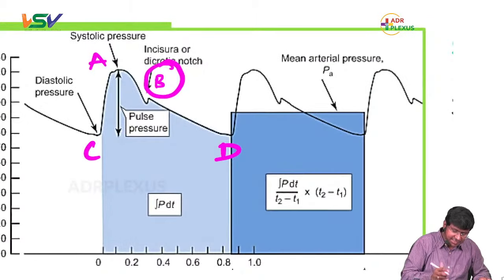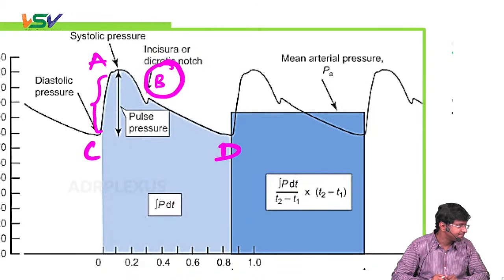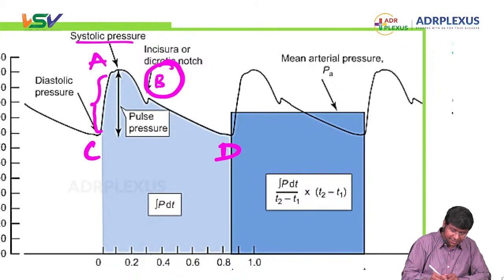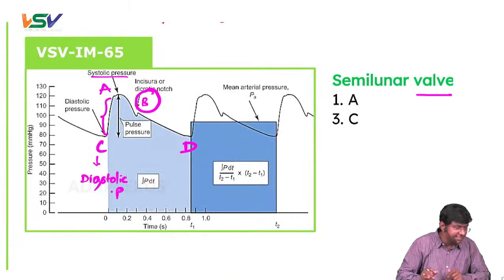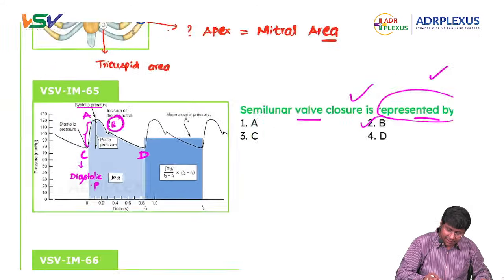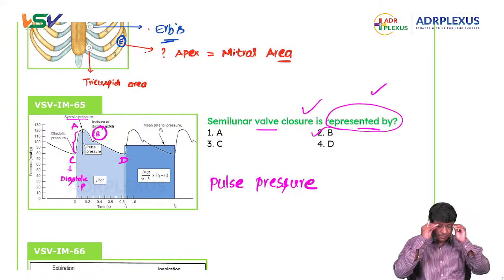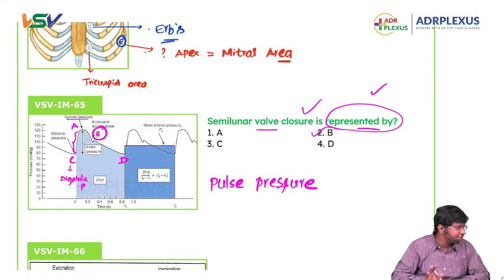Now what is the difference between A and C? You have A, that is the systolic pressure. You have C, that is the diastolic pressure. So the difference between A and C will be the pulse pressure, right? So this is the graph showing you systolic pressure, diastolic pressure, pulse pressure, as well as the incisura.